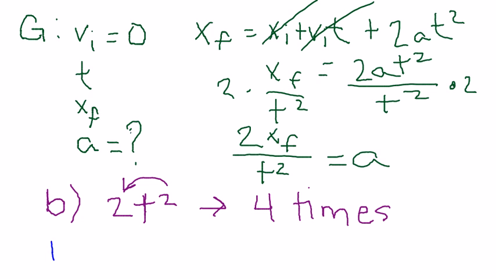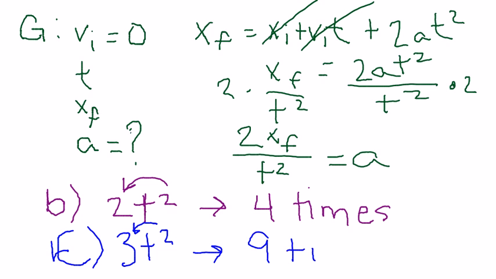Then for C, I don't know my alphabet. It has the same thing for triple. So if it was 3 times t squared and you were to square the 3, it would equal 9, so it would be 9 times farther.